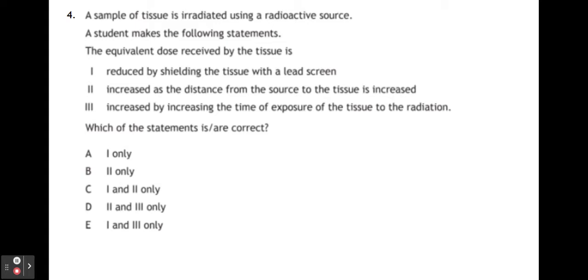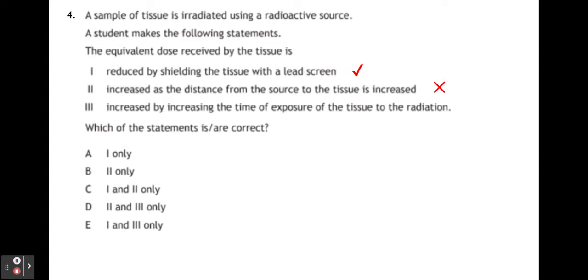Okay. So first of all, the equivalent dose received by the tissue is reduced by shielding the tissue with a lead screen. Well, that's obviously going to be correct because less radiation is going to reach the individual. Secondly, the equivalent dose received by the tissue is increased as the distance from the source to the tissue is increased. Well, that's clearly not correct because the further you are from the radioactive source, the less of the radiation is going to reach you. So increasing the distance would actually decrease the equivalent dose rather than increase.